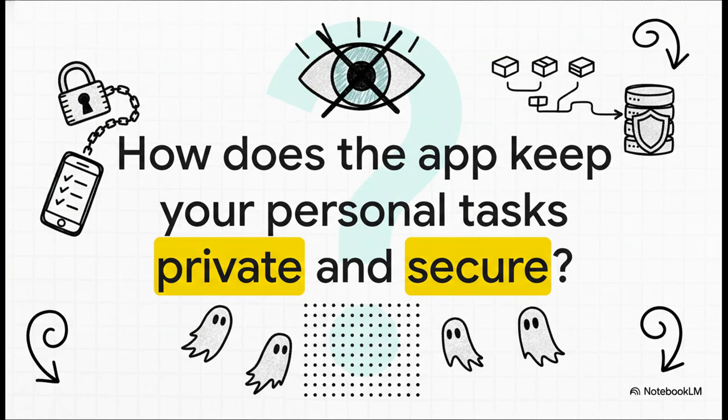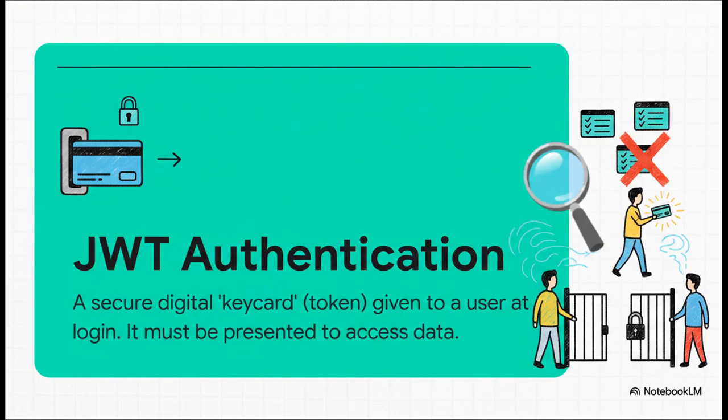And this really is the million-dollar question for any app that holds your personal information, right? If you've got a private list of your tasks, how can you be 100% sure that nobody else can get in and see it? Well, the answer is a clever bit of tech called JWT authentication.